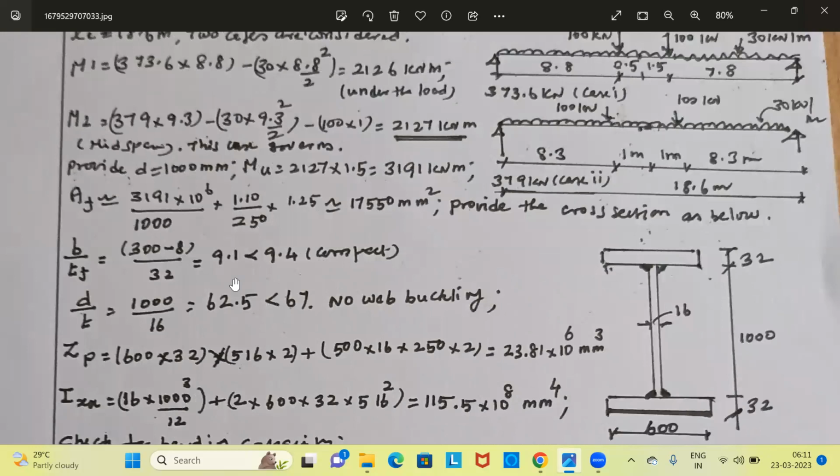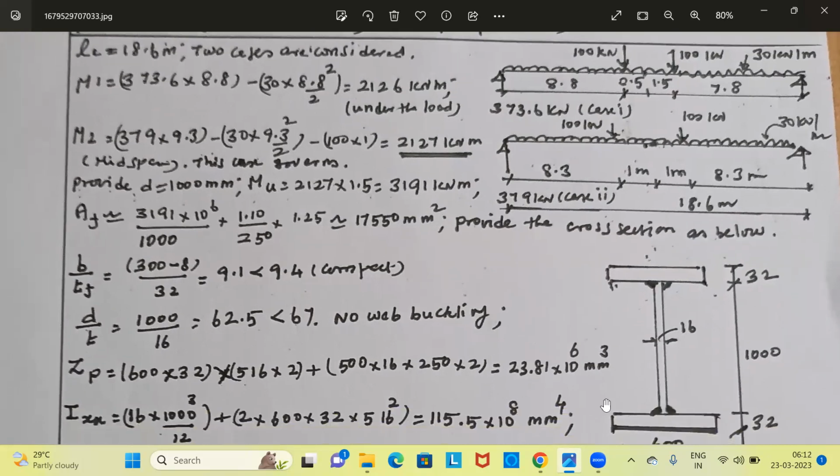Now let us calculate whether the flange is buckling or not. This is the overhang of the flange, that is 300 minus 8. 300 is half the width, 600 by 2 is 300. 8 mm is half the web thickness; let us assume the thickness of the web as 16 mm. We are assuming this thickness of the web as 16 mm, so that the D by T ratio, 1000 by 16, becomes 62.5 and it is less than 67. Therefore, there is no web buckling. Stiffeners are not required.